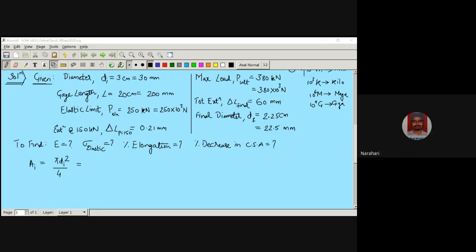I think Yuvraj, you could have already calculated. What about others? Yes, Vaibhav. 706.85 millimeter square, very good. Millimeter square, not millimeter.